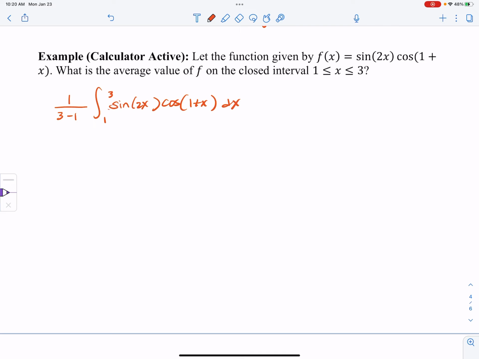Okay, so typing that in, that'll be 1/2 times, hit the math button, and then number 9 is definite integral. Put in your limits of integration. And I get approximately 0.369 as the average value.